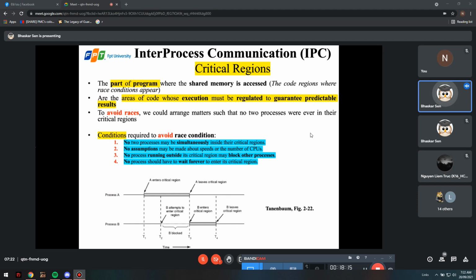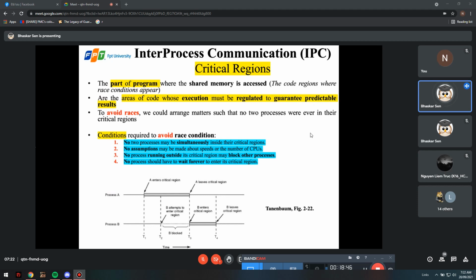You can say it's up to your interpretation. If you say the ATM machine itself is a critical region, yes, probably you're right. Or some of you may zoom in and say, no, it's exactly that card slot where you are supposed to insert your card. That itself is the critical region. That's also true, in whichever way you look at it.